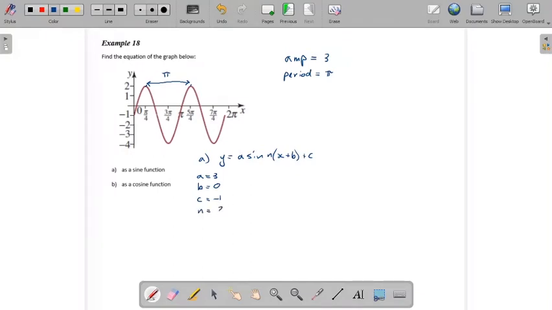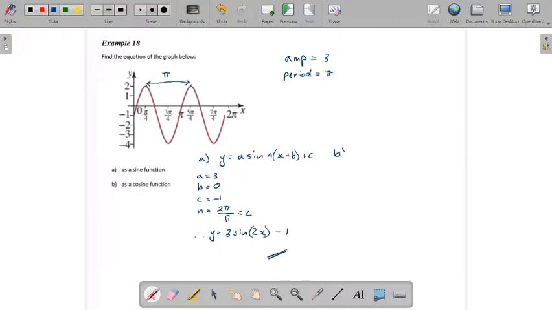Our value for n is going to be 2 pi over our period. Our period is pi, so 2 pi over pi, which is 2. Once we've worked out those values, we can simply put them into the rule that we've got. So y equals 3 sine 2x, with brackets around that, and then -1, because we've got a vertical translation of -1.